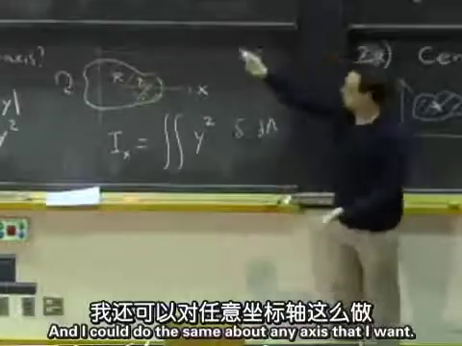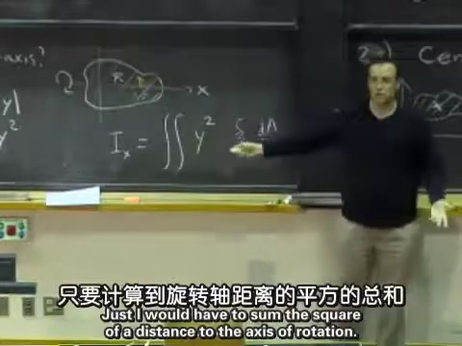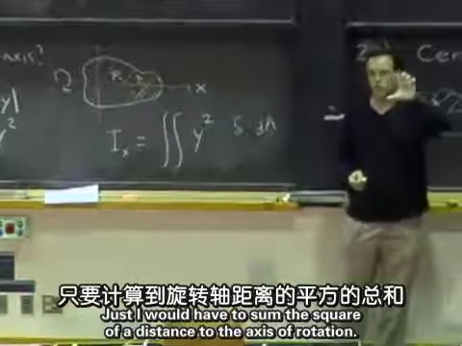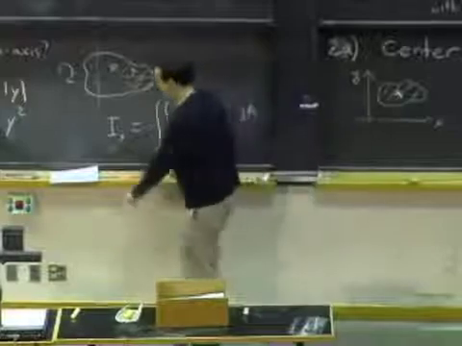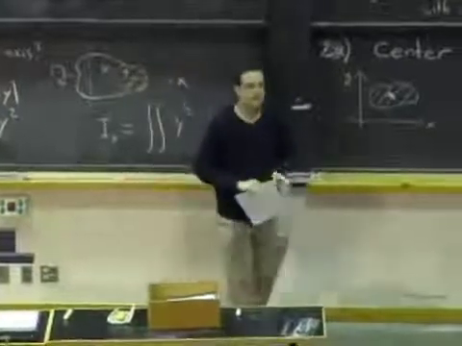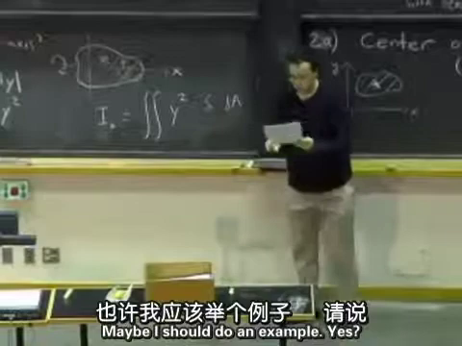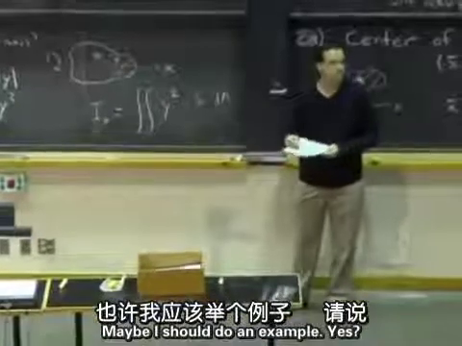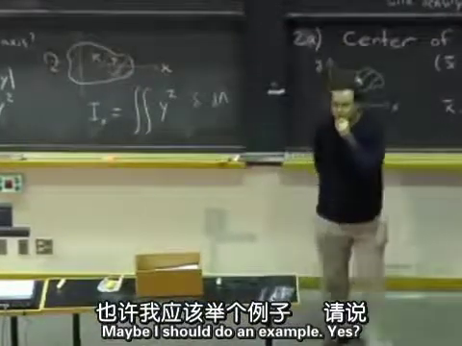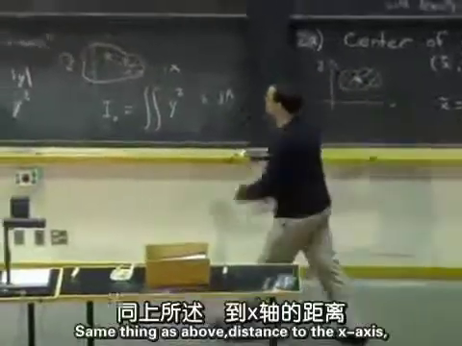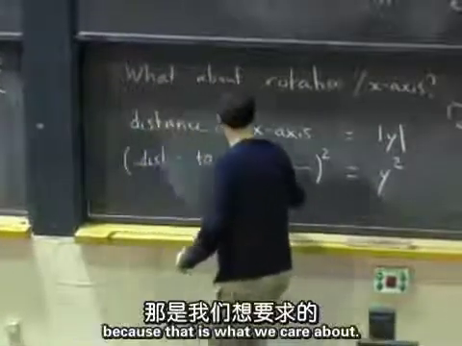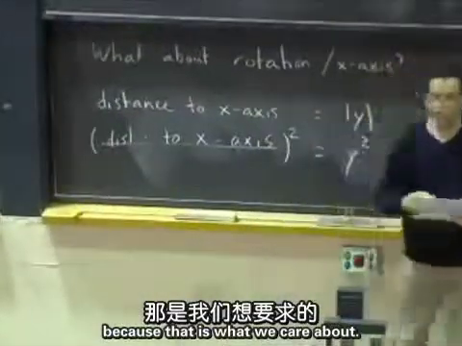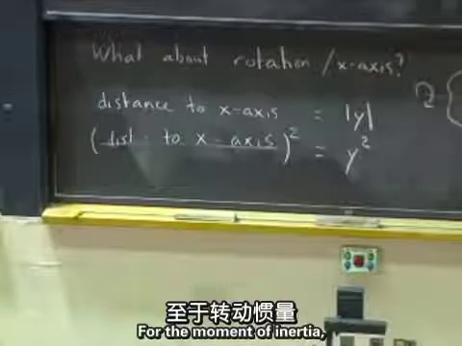Okay? And I could do the same about any other axis that I want, just I would have to sum the square of the distance to the axis of rotation. Okay, so maybe I should do an example. Yes? Oh, sorry, same thing as above, distance to the x-axis. Because that's what we care about, right? For the moment of inertia, we want the square of the distance to the axis of rotation.